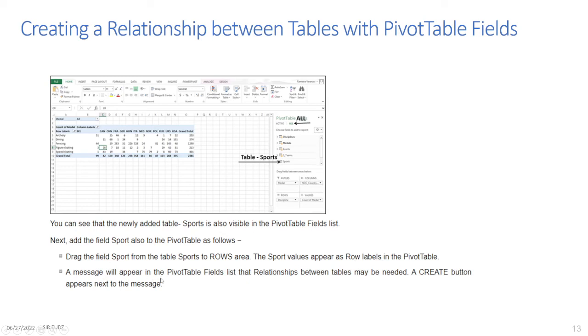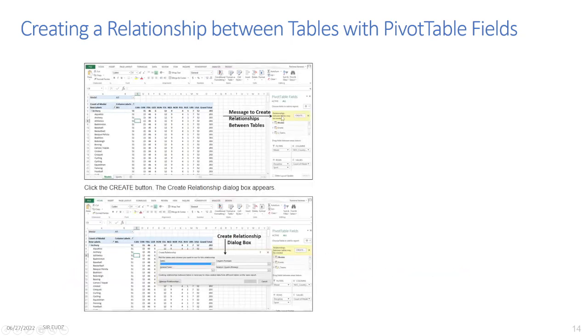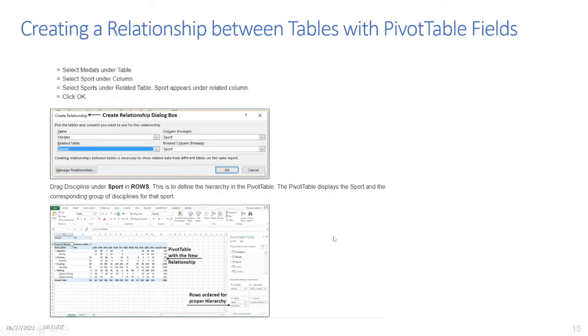A message will appear in the pivot table fields list that relationship between tables may be needed. A create button appears next to the message. So when we drag this, it says here, message to create relationship between tables. So relationship between tables may be needed. So we have here the create button. Click the create button. Then the create relationship dialog box appears. So this is the create relationship dialog box.